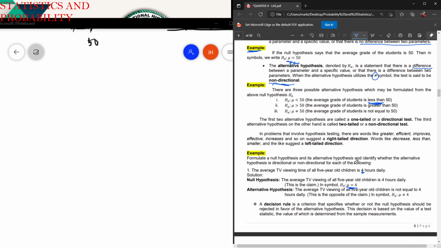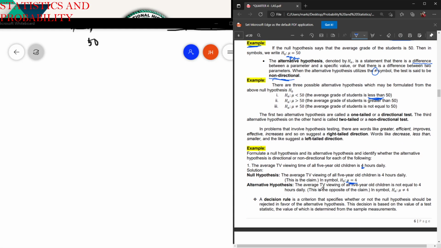So we can have the alternative hypothesis. Since we do not have any direction given from the problem itself, we do not have lesser than or greater than. Remember that the alternative hypothesis should be the opposite of the null. Since the average TV viewing time of all 5-year-old children is 4, that is the null hypothesis, which is equal to 4. Then the alternative can be not equal to 4.